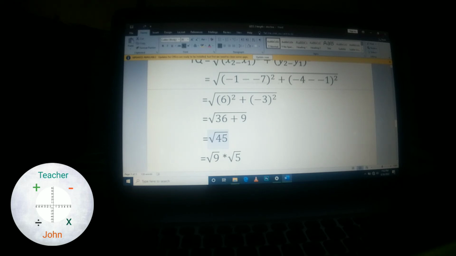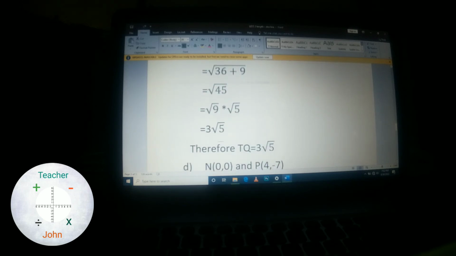Now 45 can be split into 2, because it is 9 times 5, which means that the square root of 9 is 3, and the 5 has a square root, but let's leave it in this form, because the square root is in surds. So we shall get the square root of 9, which is 3, and the 5 will remain as it is. So the length T2 will be equal to 3 root 5.